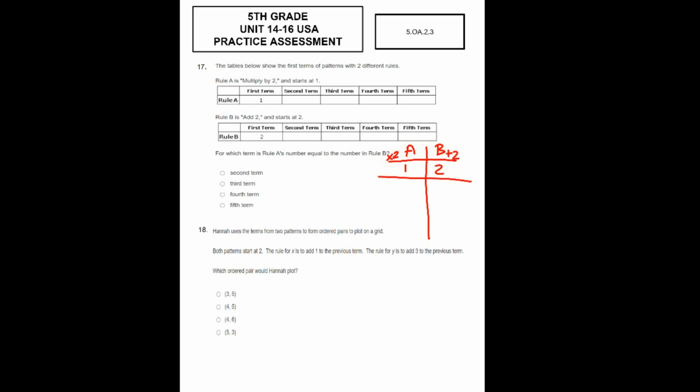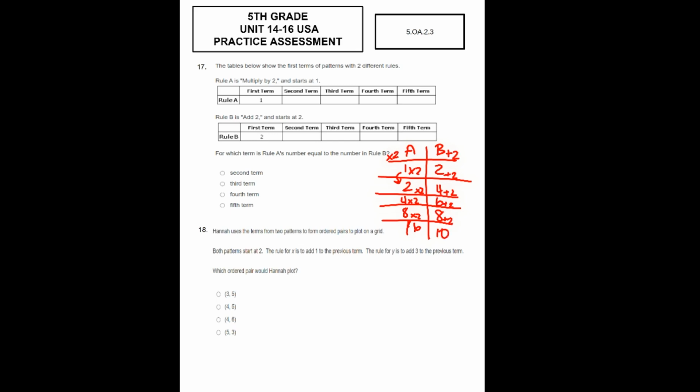So if I'm multiplying by 2, the next one would equal 2. Then 2 times 2 is 4. 4 times 2 is 8. One more, 8 times 2 is 16. Okay. If I'm adding 2, 2 plus 2 is 4. 4 plus 2 is 6. 6 plus 2 is 8. 8 plus 2 is 10.